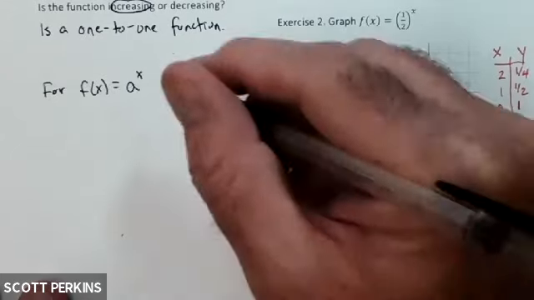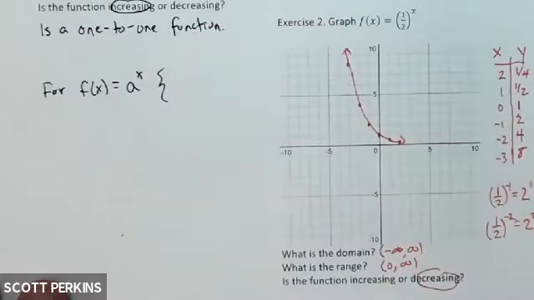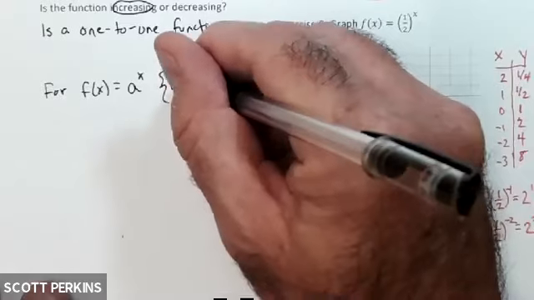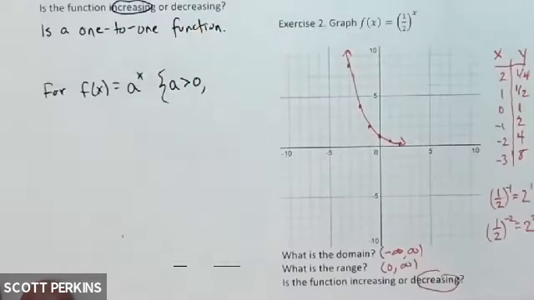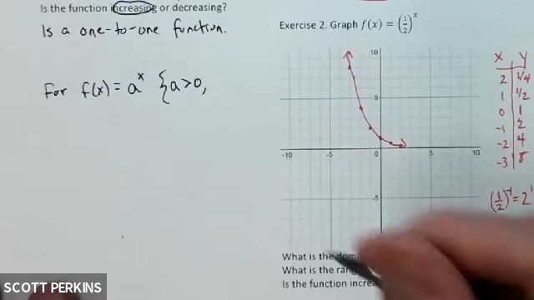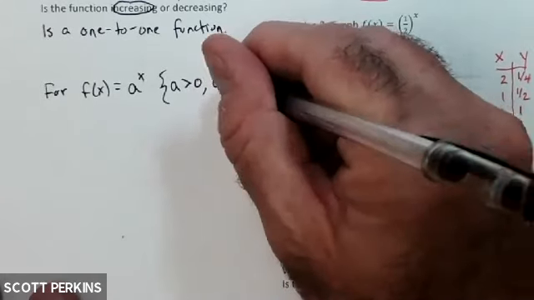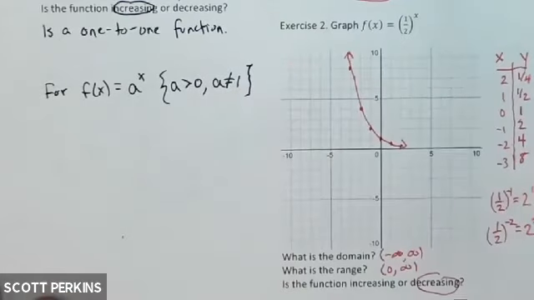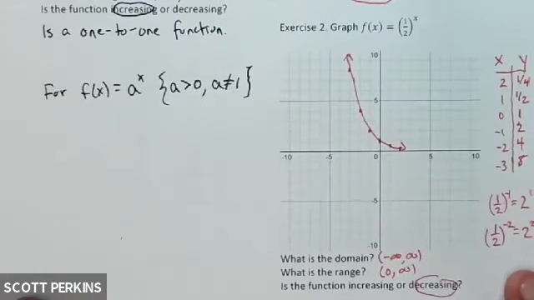And just a couple notes about this function as we go through this chapter. We are not going to consider any bases that are negative, so a is always going to be greater than 0. And also because it's not super interesting, we're not going to consider the value 1, because 1 to any power is just going to be 1. It's just a horizontal line, so it's not super interesting.